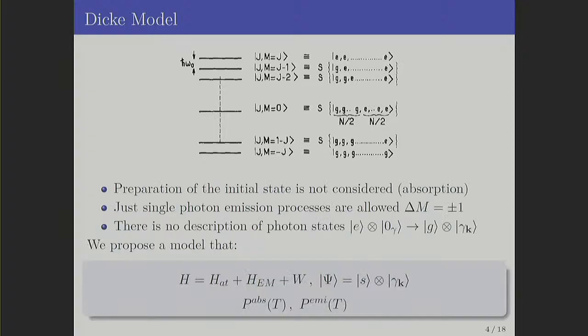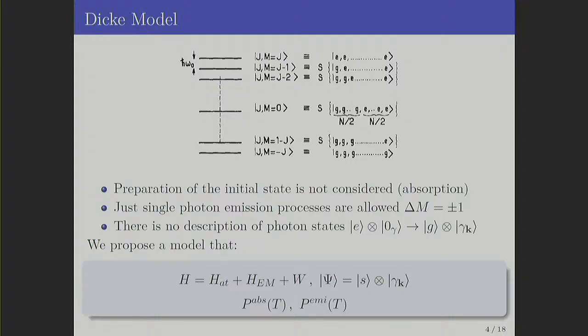But this model has some limitations. First of all, this model doesn't allow us to prepare the initial state. We are not describing absorption of photons with this model. Also, this model just lets us describe single photon emission processes. We cannot emit two or three photons at a time. And there's no description of photonic states. There's just a description of spin states.